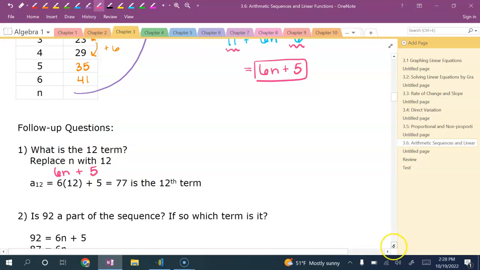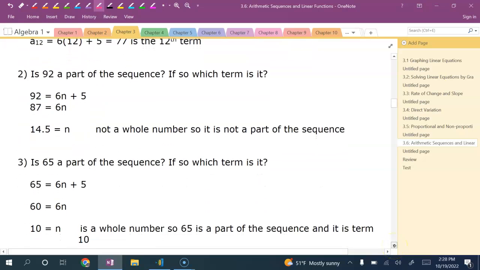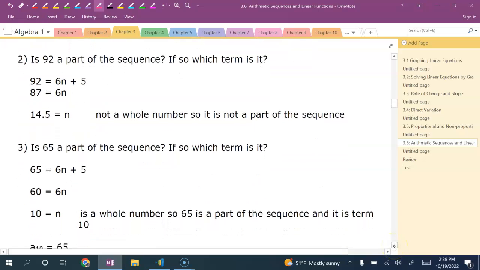Now, if they're starting to ask you, are certain terms part of the sequence, what you want to do is take the number that they're asking you if it belongs and set it equal to your equation and see what type of number you get when you solve for n. If you get a whole number, that means that the term you were testing does belong to the sequence. If you don't get a whole number, so if you get a decimal or a fraction of some sort, that does not belong to the sequence.